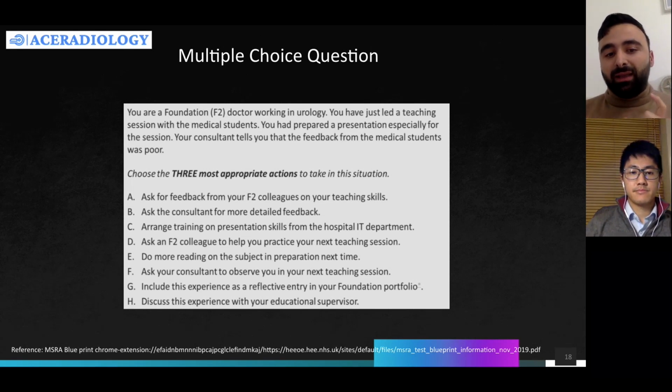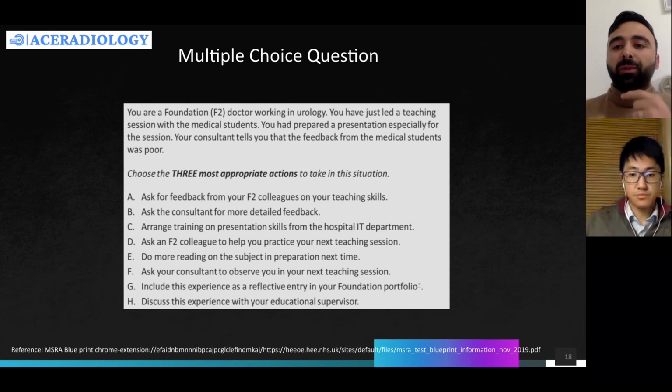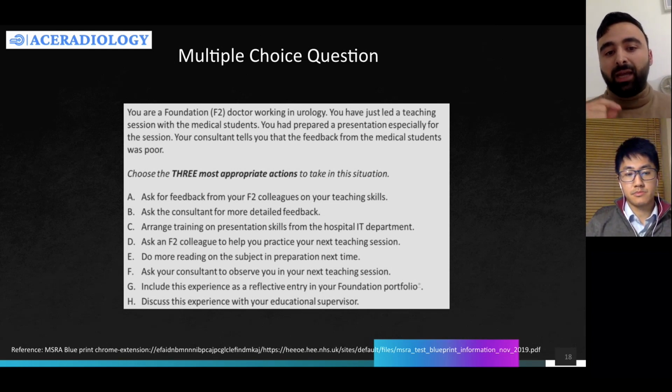And then the third one would be G, include this experience as a reflective entry in your foundation portfolio. So this would be an initiative you're taking that would fit with B and F, because you're realizing the problem, you're trying to sort the problem out, you're also reflecting on it, if that makes sense. So that's why B, F, and G would be the 3 that gel together most. And I'm using AND. So ask the consultant for more detailed feedback, and ask your consultant to observe you in your next teaching session, and then include the experience as a reflective entry in your foundation portfolio.